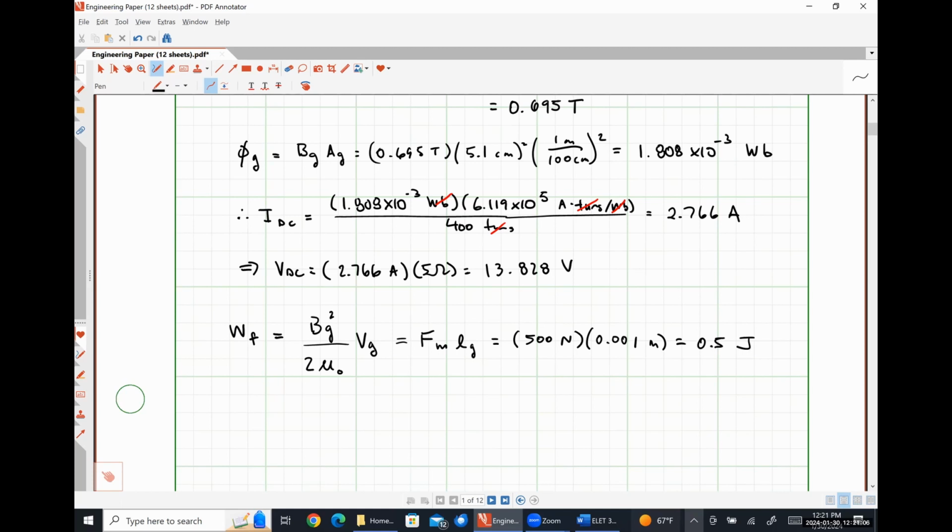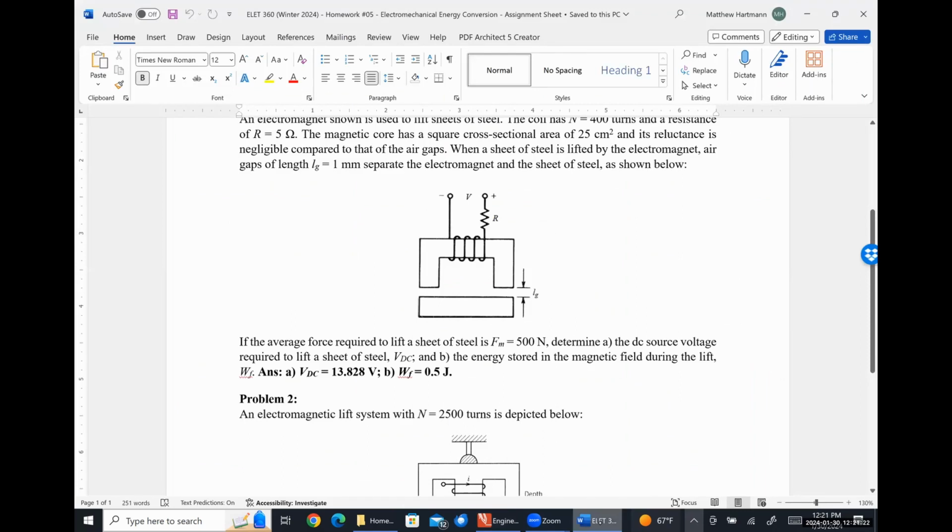This realistically is actually the energy stored per air gap. So my answer on the sheet, I want the energy stored in the magnetic field during the lift. So realistically, it should actually be 1 joule because there's two air gaps that are storing energy. So I'll need to fix that, but the process is fine. I just didn't think about the fact that there were two of them for whatever reason. All right. So that was problem 1.